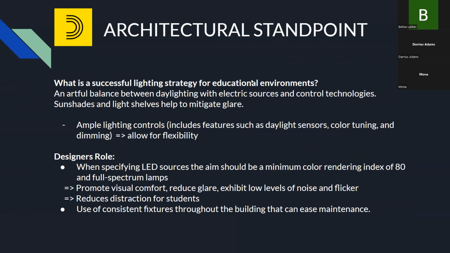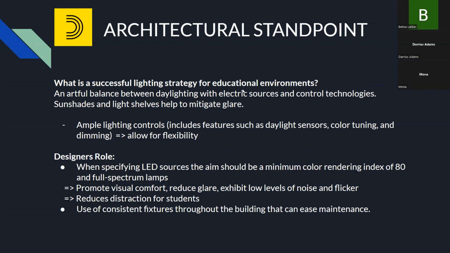In the study, Daylight and School Performance in European School Children, researchers found that daylighting significantly impacts the performance of the children and accounts for more than 20% higher test scores. What is a successful lighting strategy for educational environments? An artful balance between daylighting with electric sources and control technologies. Sunshades and light shelves help to mitigate glare. Ample lighting controls include features such as daylight sensors, color tuning, and dimming, which allow for flexibility.